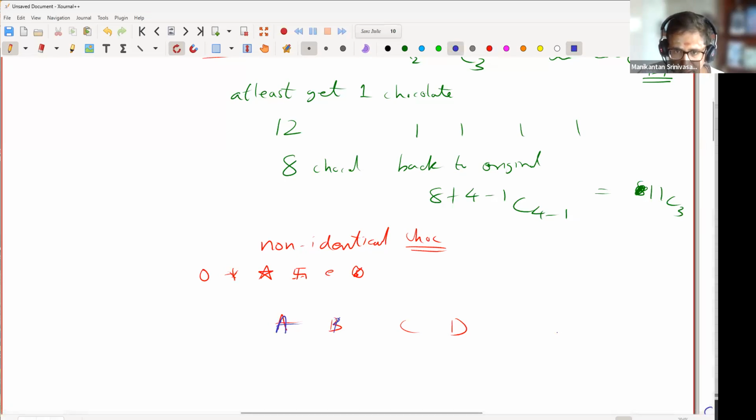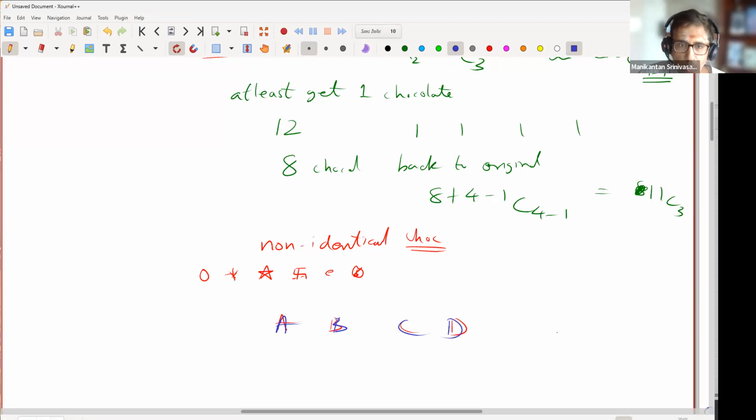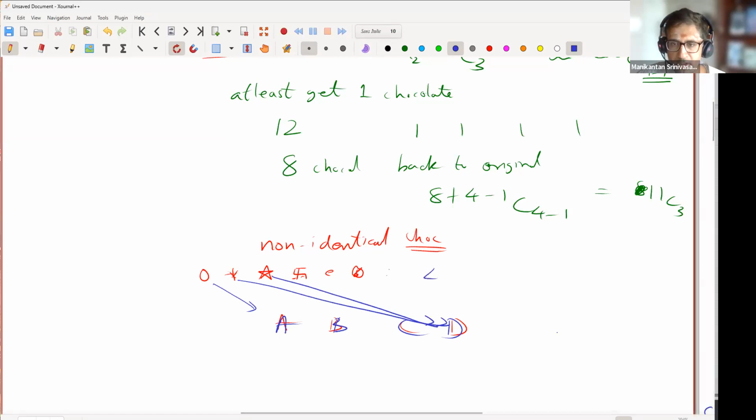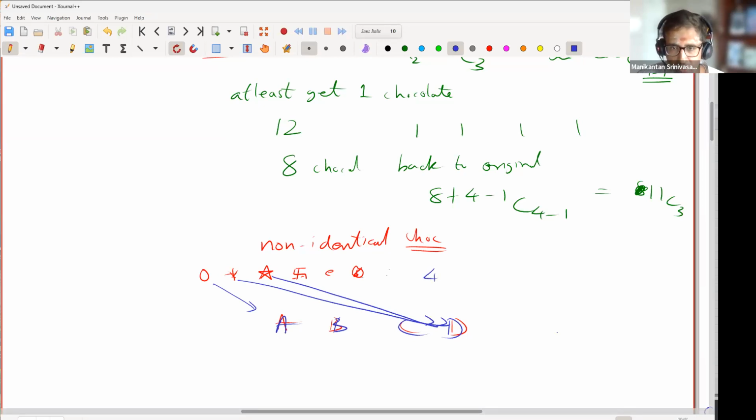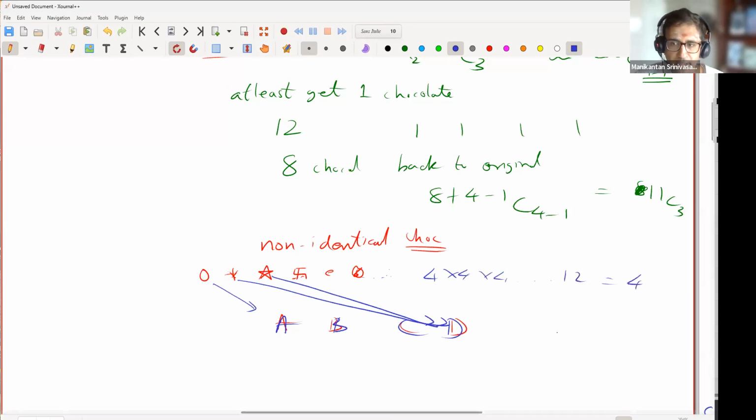A, B, C, D. You go to each chocolate and ask, who do you want to go to? This chocolate says I want to go to A. This chocolate says I want to go to D. This chocolate says I also want to go to D. So you get 4 possible responses from each chocolate, and you scan through all the 12 chocolates. Therefore, it's 4 into 4 into 4, 12 times. So it's 4 power 12 ways in which you can distribute.